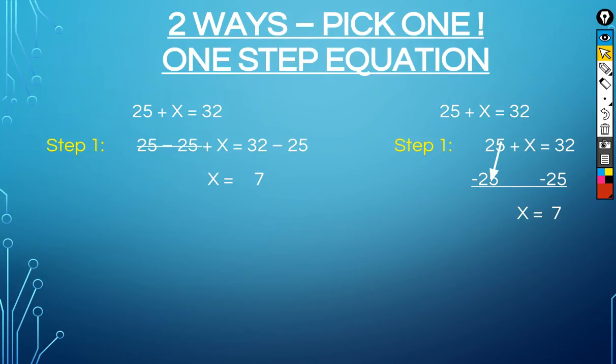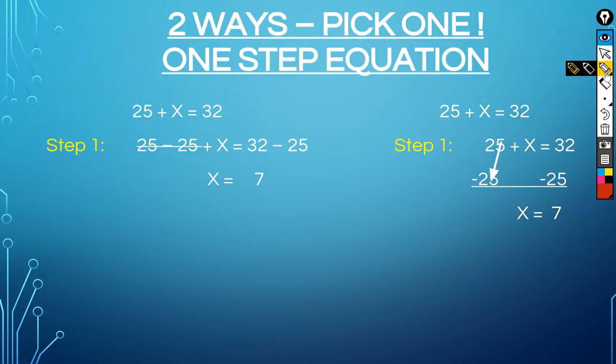So, okay, so right here, they go ahead and show you 2 different ways to do it. And there really is no difference. The only difference is that they're showing the work on the side.